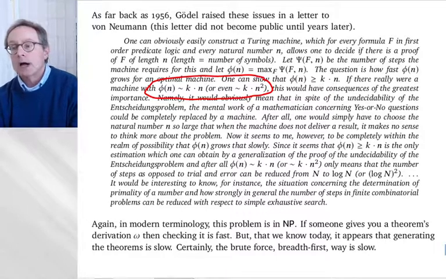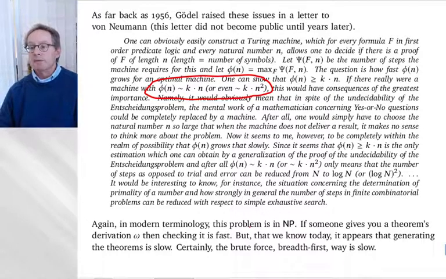So again, in modern terminology, this problem is in NP. If somebody gives you a theorem's derivation, omega, then checking it is fast. But as we know today, it appears that generating all the theorems is slow. Certainly the brute force, breadth first way is slow.